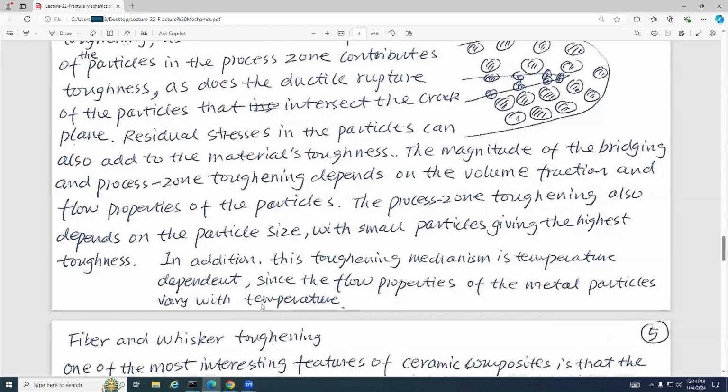Any questions regarding this process zone toughening?